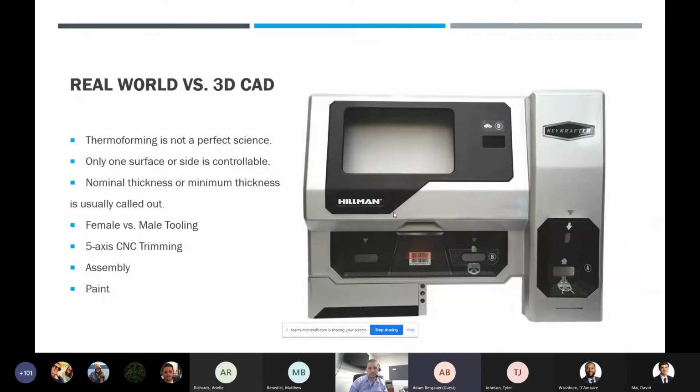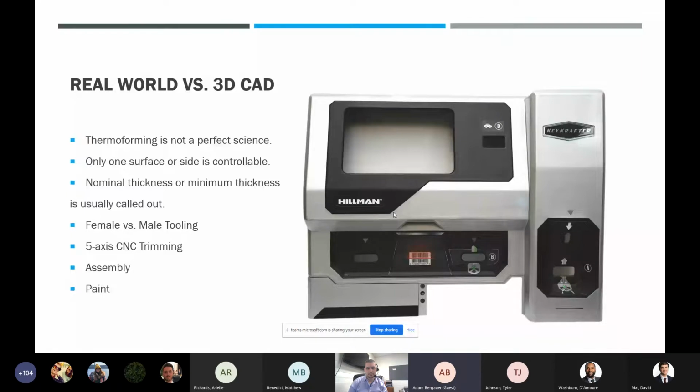The first slide I have here is real world versus 3D CAD. Engineers are, in my opinion, the people I want to deal with over, say, a buyer or anyone like that. But what's very important, not only for us to make our parts but for the engineers to understand, is that thermoforming is not a perfect science. Unlike injection molding, where you can control both sides and it's almost like a liquid injected into a tool, thermoforming is one sheet where you can only control one side. Typically, we call that the Class A surface, which is the tool surface.